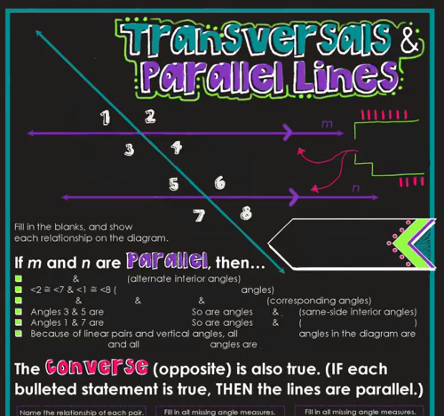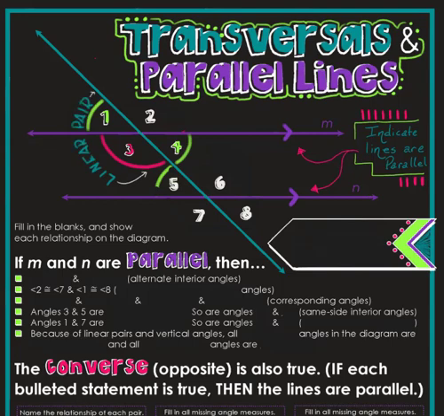Transversals and parallel lines. These markings indicate these lines are parallel. Beginning with 1, we can see that angle 1 is congruent to angle 4 by vertical angles. Angle 1 also forms a linear pair with angle 3. Angle 3 is congruent to angle 2 by vertical angles. Angle 1 is congruent to angle 5 by corresponding angles.